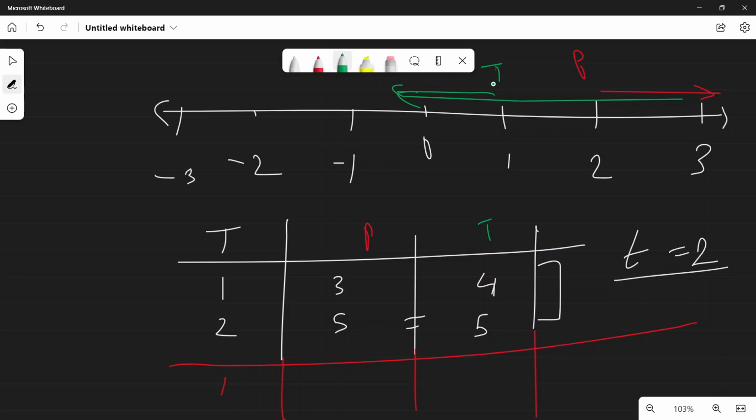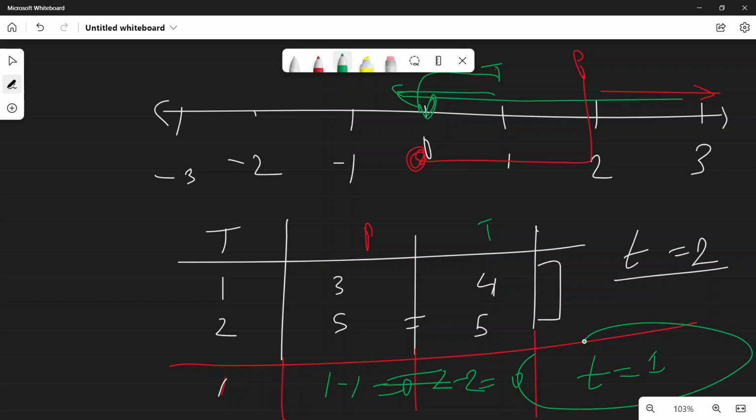So after 1 second, what will be the position of the thief? After 1 second, the position of the thief will be 1 minus 1, which is 0, and the position of the policeman will be 2 minus 2, which is also 0. Both are the same, so the time required is only 1 second.